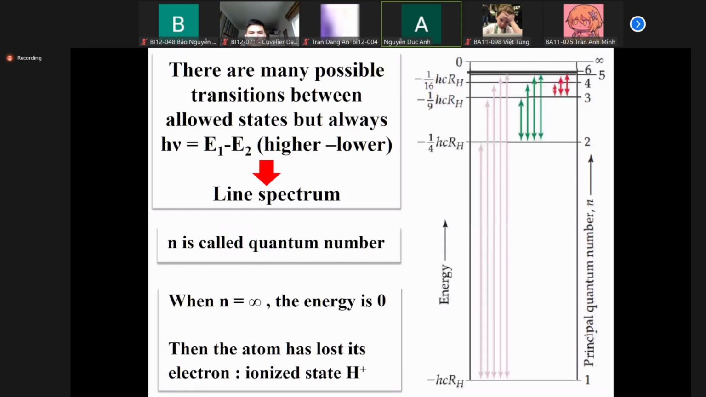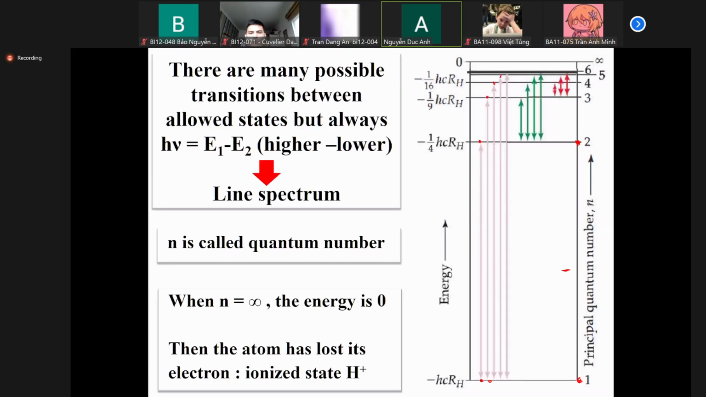Okay, about the line spectrum. As we said, electrons can only jump from one allowed state to another. This means they can only jump from the first state to the second state. They cannot stay somewhere in between. So you will have a sum of movements. An electron from the original state, the first state here, can jump to number 2, number 3, number 4, 5, 6, something like that.